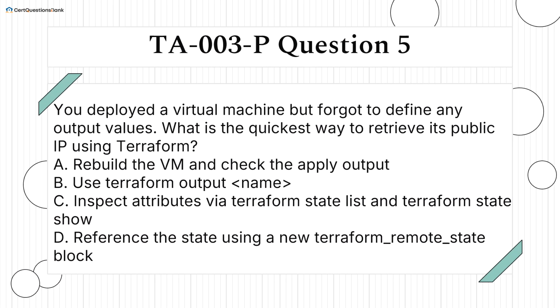You deployed a virtual machine but forgot to define any output values. What is the quickest way to retrieve its public IP using Terraform? A. Rebuild the VM and check the apply output. B. Use Terraform output. C. Inspect attributes via Terraform state list and Terraform state show. D. Reference the state using a new Terraform remote state block.